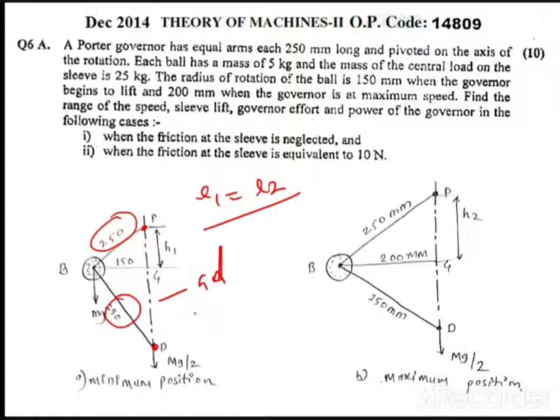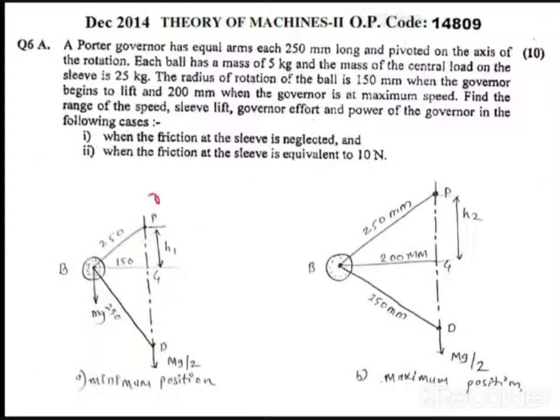Okay. So at minimum position, what you have to understand, at minimum position what is r? r1 is equal to 150. So I have mentioned here r1. At maximum position, what is r? 200 mm. You know that as the speed increases, the radius of rotation of the ball will increase. Okay, and then let us say h1 is the height and h2 is the height at maximum position.